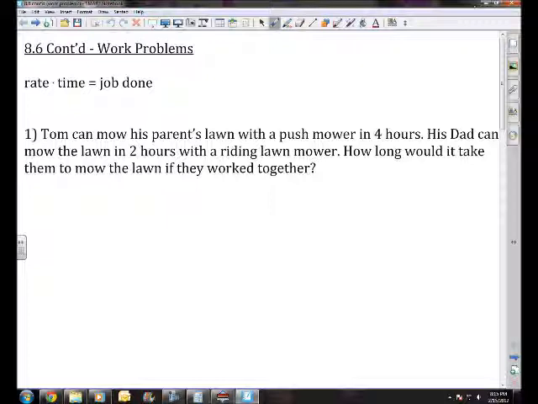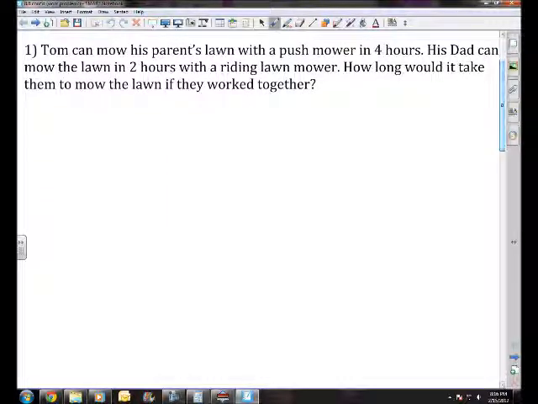Okay, first one says Tom could mow his parents' lawn with a push mower in 4 hours. His dad could mow the lawn in 2 hours with a riding lawnmower. How long would it take for both of them to mow the lawn if they worked together? Let's find some rates first. Tom can mow his parents' lawn with a push mower in 4 hours. We're dealing with hours, so we use that as our unit of time. So how much can he get done in 1 hour? Well, if he can mow a whole lawn in 4 hours, it stands to reason that he can mow 1/4 of a lawn in 1 hour.